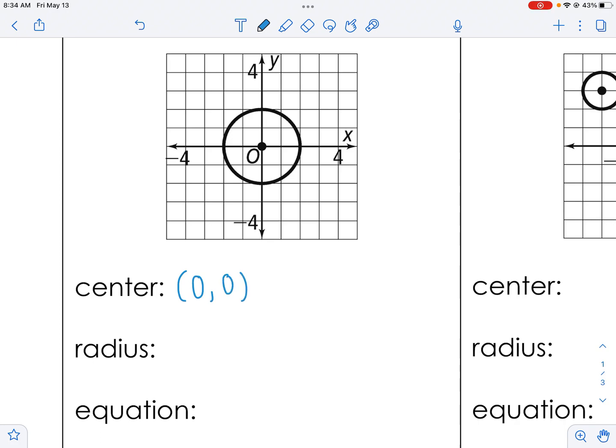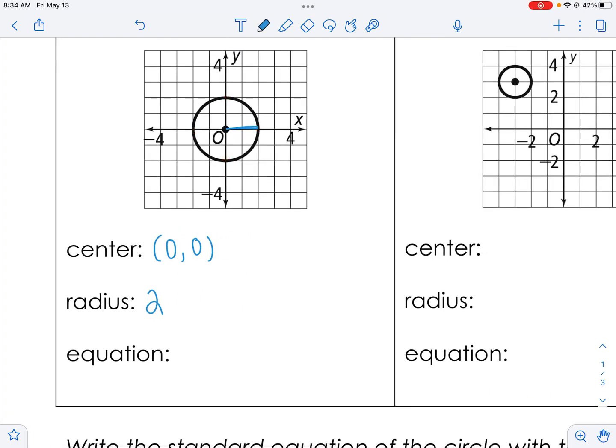For the radius, I can just count. Remember, make it easy on yourself: 1, 2. That's the radius right there. Or I could go out 1, 2, or this way, 1, 2, or that way, 1, 2. But try not to go out at a weird angle. So the radius is 2. I like to go either up, down, right, or left.